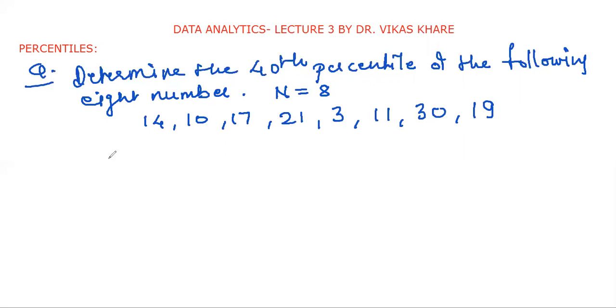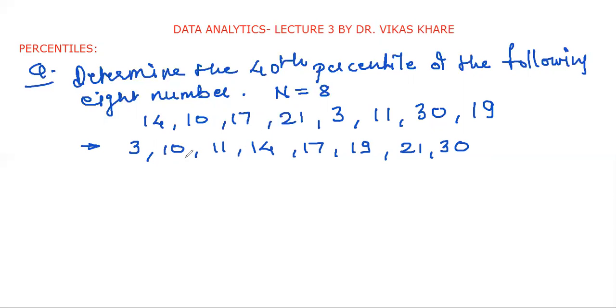According to the first step, we arrange the data in ascending order. So the new data set is 3, 10, 11, 14, 17, 19, 21, and 30.